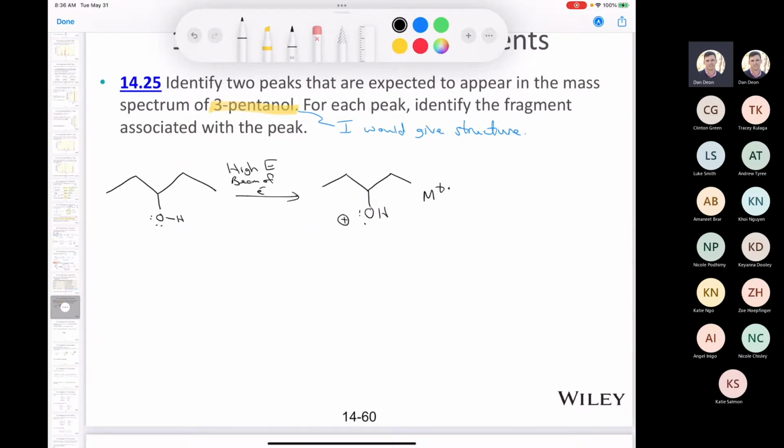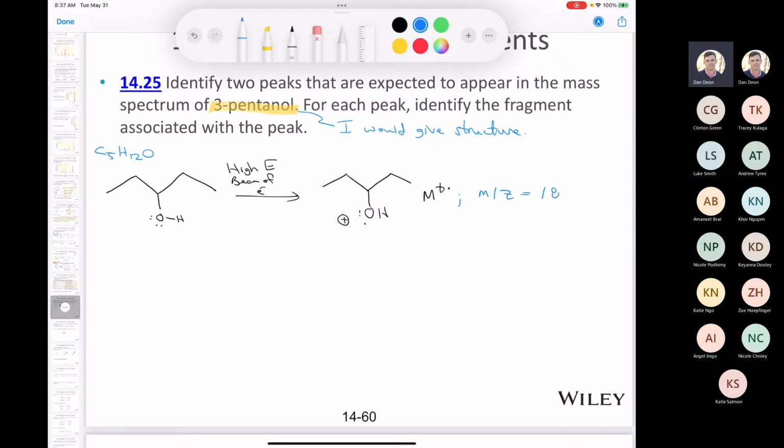Well, let's figure out what the molecular formula is for the parent. It's C5H12O. And if we tally up the mass, so that's 60 plus 12 plus 16. So if we take 72 plus 16, we end up with 88. So our parent has a mass over charge that's equal to 88.